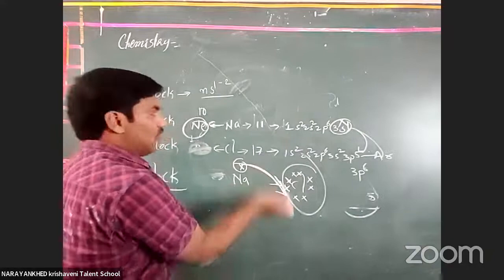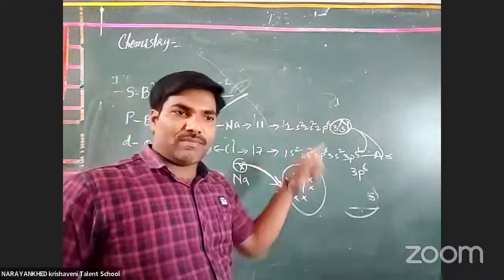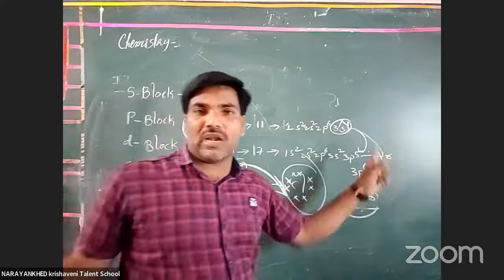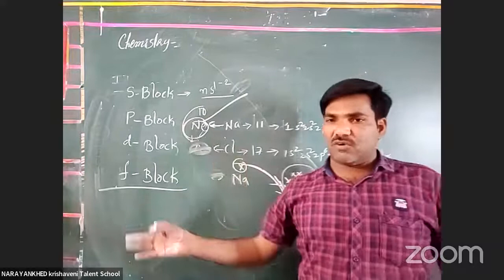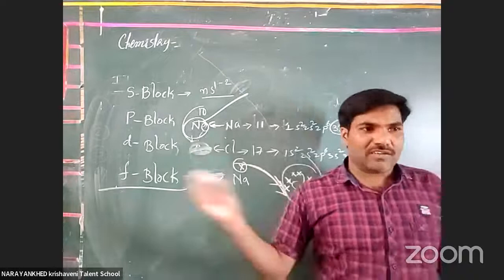It becomes like neon. Now this electron which is given by the sodium is taken by our chlorine. It becomes like argon. Now NaCl becomes what? Stabilized. When it is individually sodium or individually chlorine, they are not stabilized. When one is combined with another, automatically they become stabilized.